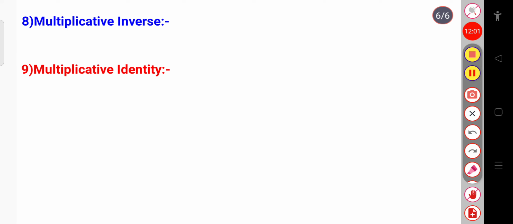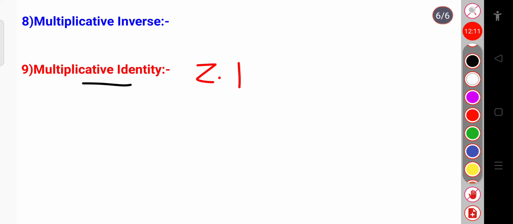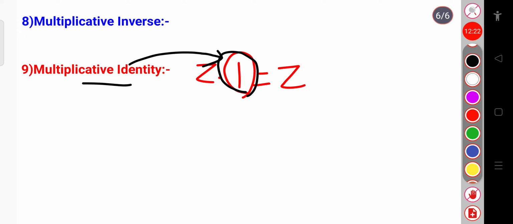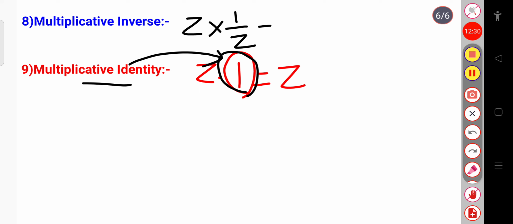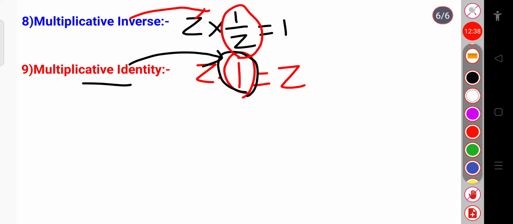Similarly, for the multiplicative identity and multiplicative inverse, first let me tell you what the multiplicative identity is. If we multiply 1 with the complex number z, we get z. So this is called the multiplicative identity of the complex number. And similarly, if we multiply z with 1 by z, we get 1. So this 1 by z is called the multiplicative inverse of z.